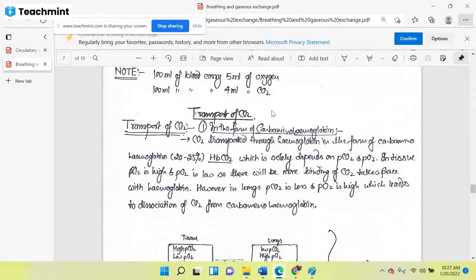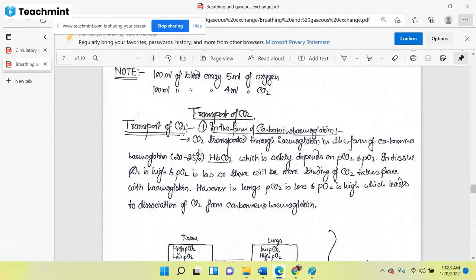I told you that 20 to 25% of the carbon dioxide is transported by hemoglobin. And how does it transport the carbon dioxide? It binds with the carbon dioxide and transports it. When the hemoglobin binds with oxygen, it is called oxyhemoglobin. When the same hemoglobin binds with carbon dioxide, this bound form is called carbaminohemoglobin. So you will have to remember this point.